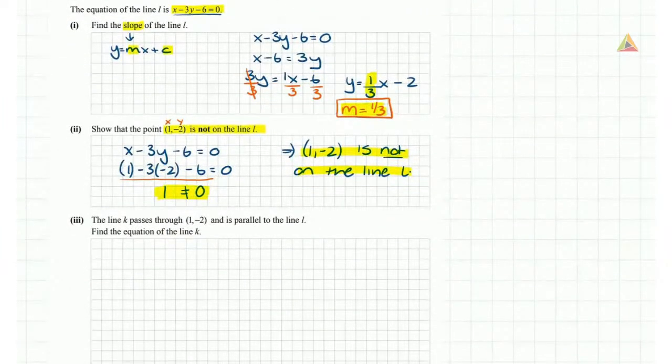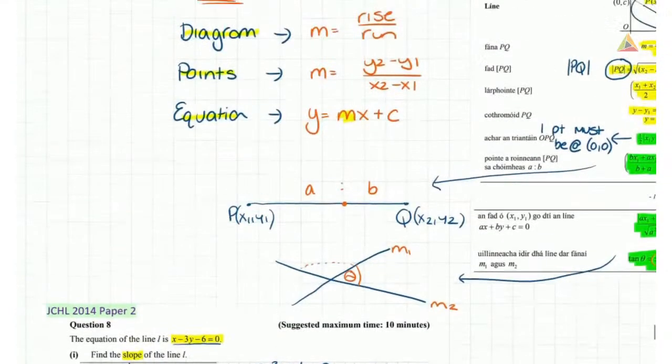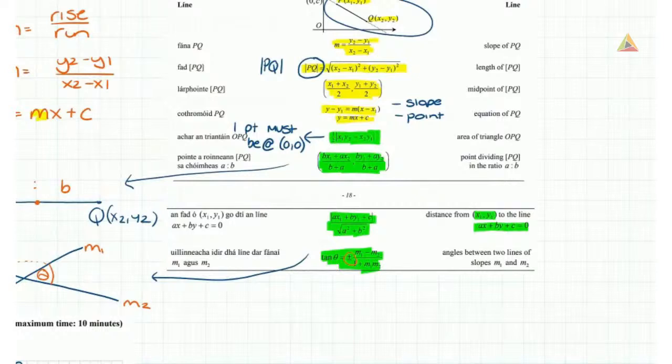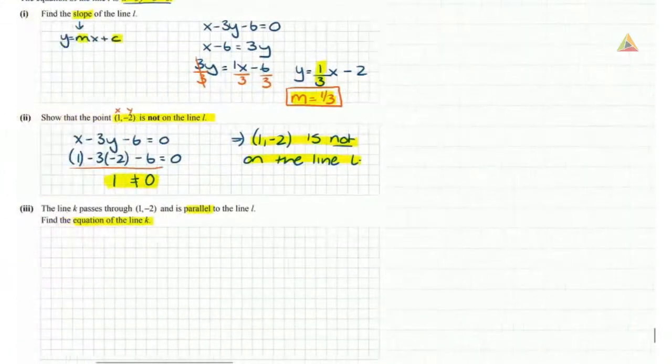And part 3, the line K passes through (1, -2) and is parallel to the line L. Find the equation of the line K. So if I go back up to my log tables here, very quickly, we're looking for the equation of a line. So that was this one here. And what we need is a slope and a point. So we'll just go back to our question.